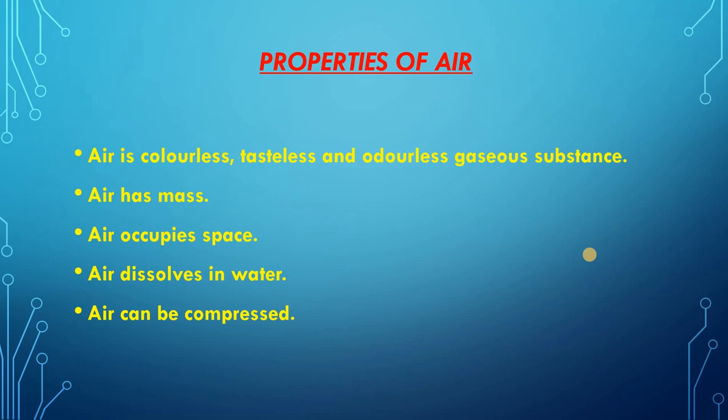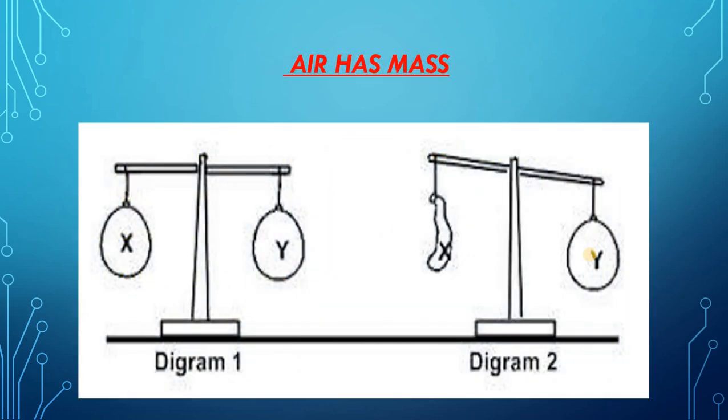Now, next. What are the properties of air? Number one is air. It is present all around us, but since it is colorless, we cannot see it. So air is a colorless, tasteless, odorless, gaseous substance. Number one. Number two, air has mass. Number three, air occupies space. Number four, air dissolves in water. And number five, air can be compressed. Okay. So each of these statements has got some proof that shows it is right.